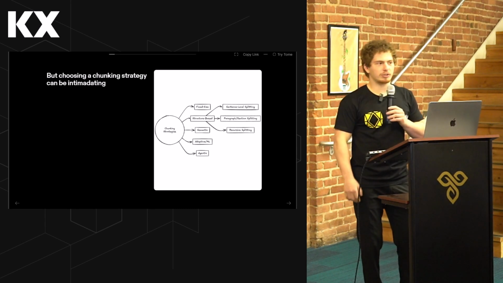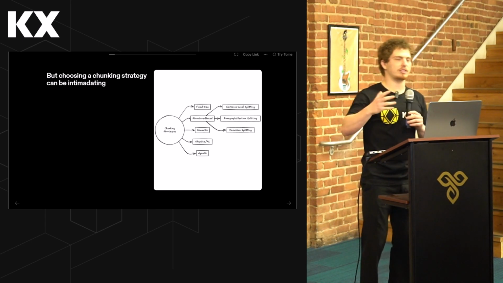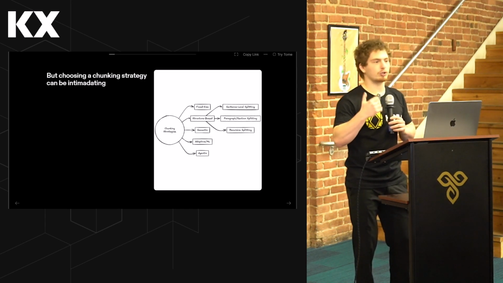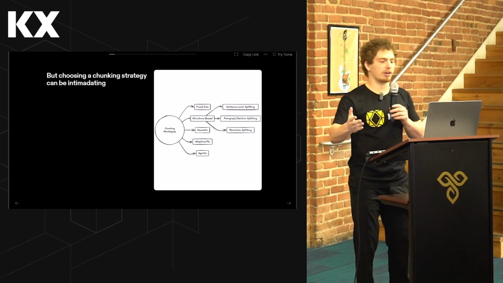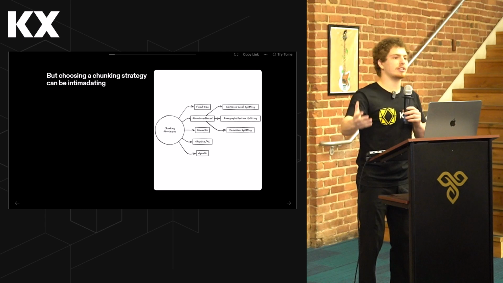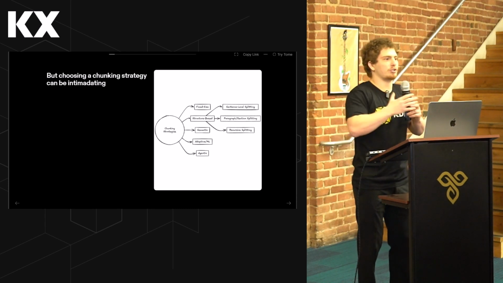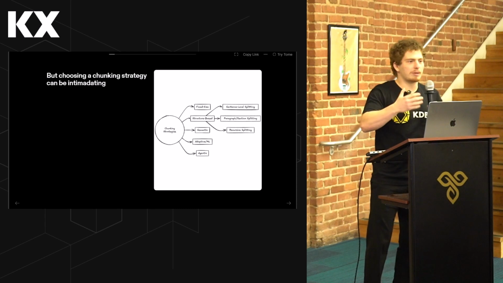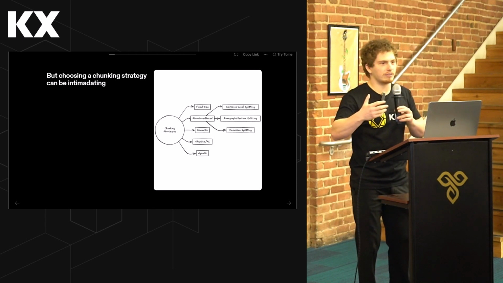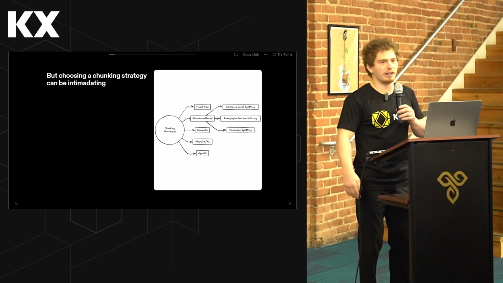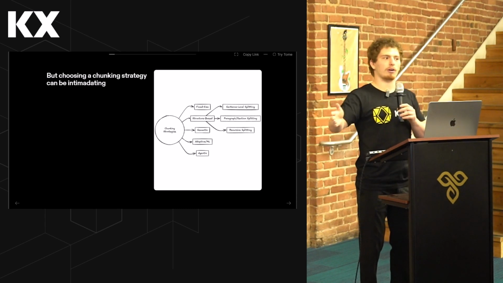So choosing a chunking strategy can be really intimidating. We have all these different chunking strategies. We have fixed size chunking, structure-based chunking, semantic chunking. We have agentic chunking. We have all these different things like late chunking, contextual chunking. There's so many things to think of. Sometimes this can be very intimidating, and it's very challenging to figure out, okay, I just need to break this up into sections. What's the best way to do that so I can get some answers that aren't wrong from my LLM?